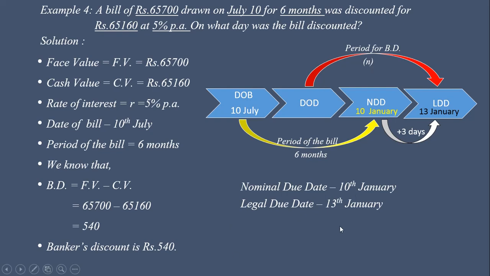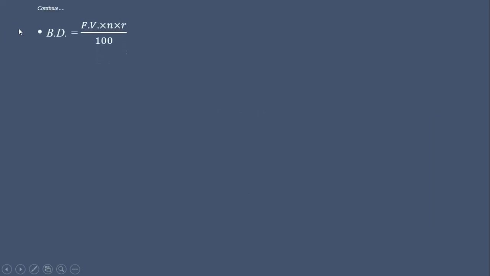We use this formula: banker's discount is equal to FV into N into R upon 100. We know face value of the bill, it is given, 65,700. We want to find N. Rate of interest R is given, 5%, and we have calculated banker's discount, it is 540. So we use these values in this formula. BD equal to FV into N into R upon 100. We substitute values: 540 is equal to 65,700 into N into 5 upon 100. Cancelling zeros, we get 540 is equal to 657 into N into 5.